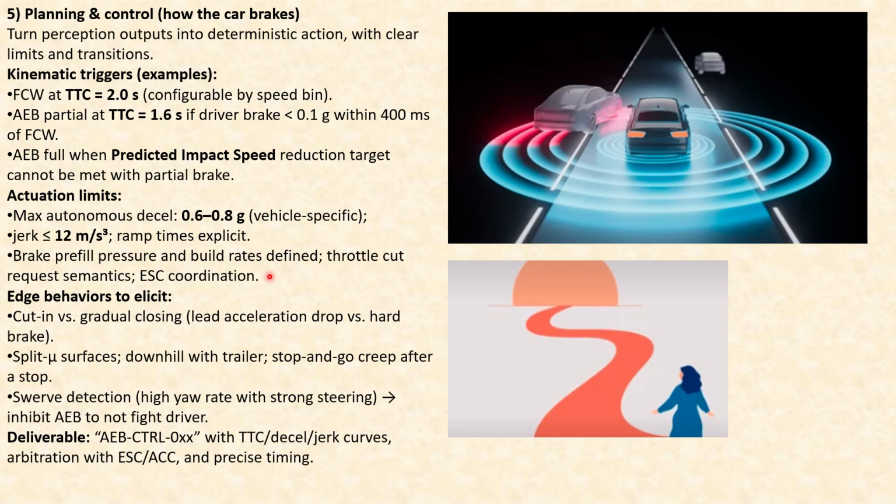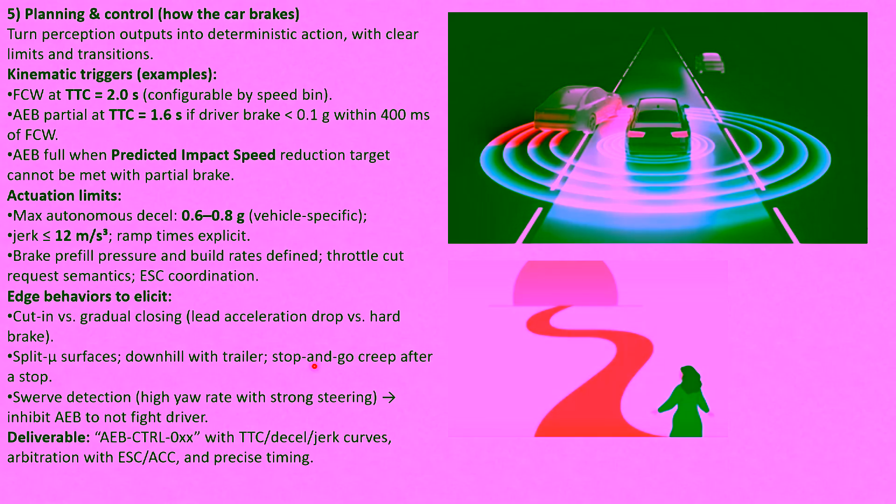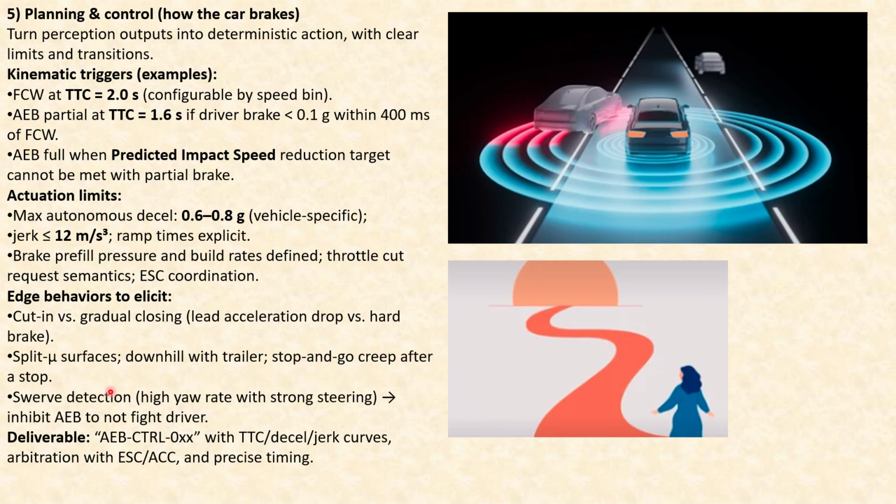When it comes to edge behaviors to elicit: cut-in versus gradual closing. Now lead acceleration drop versus hard brake. Now coming to split mu surfaces or split friction surfaces, downhill with trailer, stop and go creep after a stop. Okay, these are also behaviors that need to be clearly outlined, that need to be elicited, that need to be called for.